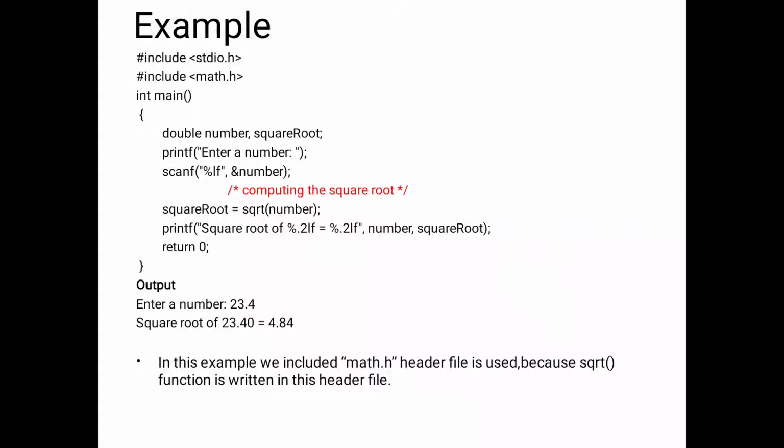So in this example we included the math.h header file because the sqrt function is written in this header file. Just as printf and scanf are included in stdio.h, the sqrt function is included in the math.h header file. So usually when doing mathematical calculations, we use the math.h header file.